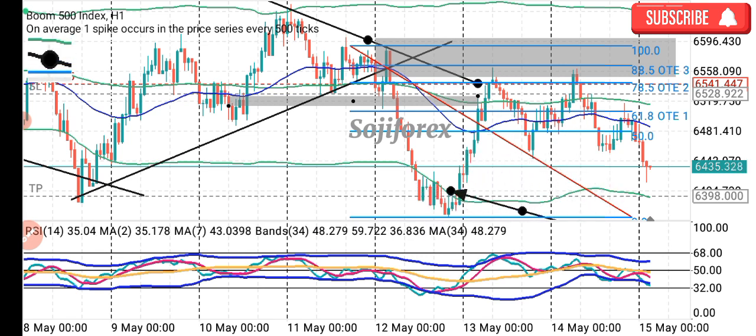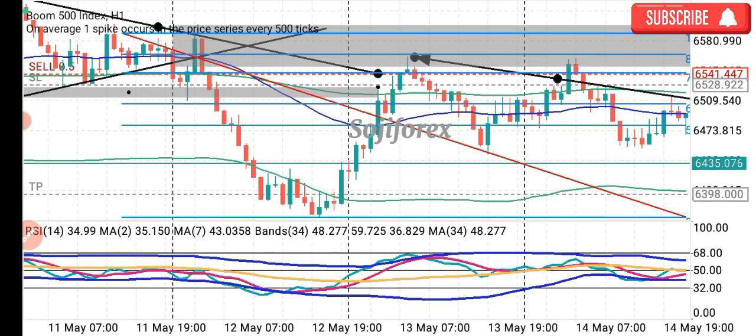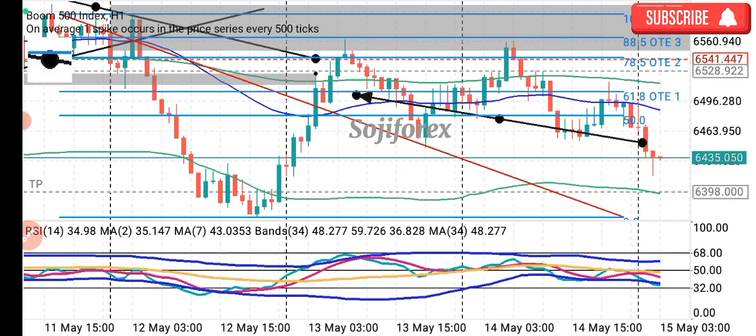Price came all the way down. Price pulled back into the order block. The 88.5 Fibonacci level gave us a bearish pin bar. Okay, you can see it here.